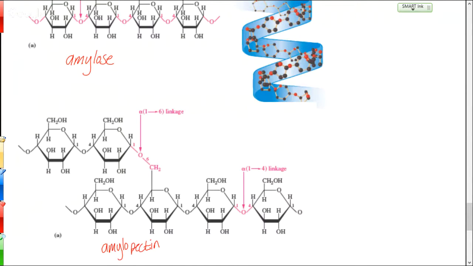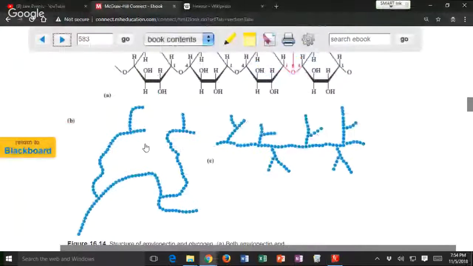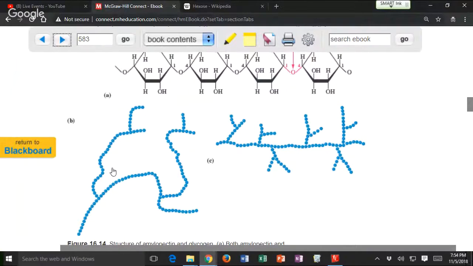So whereas amylose is just those 1,4 links, amylopectin is a mixture of 1,4 links and 1,6 links going across the chain. So this makes it branched. Still just glucose. So this one, A here, or B right here, is kind of a bigger view of what amylopectin might look like. So where amylose is more of a straight chain, amylopectin is more branched.